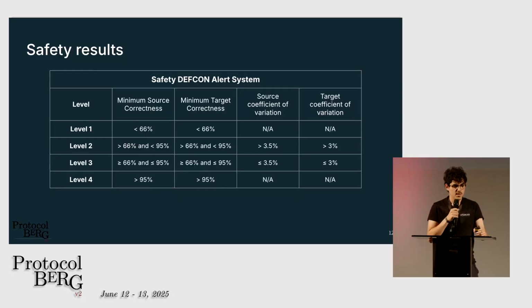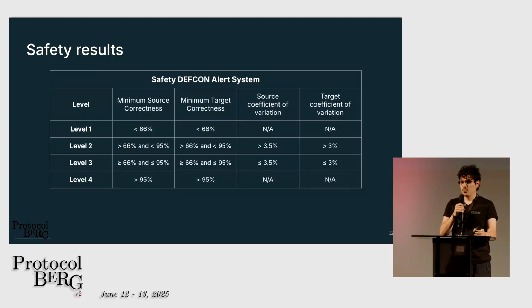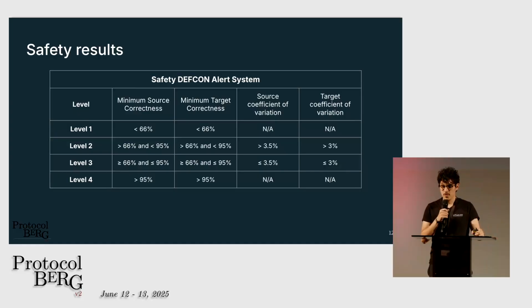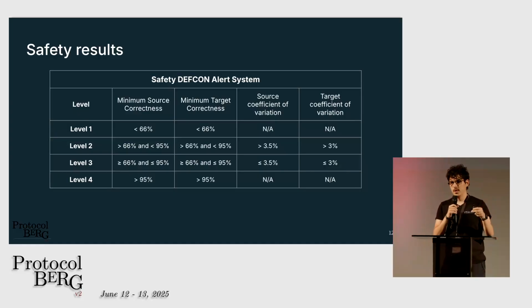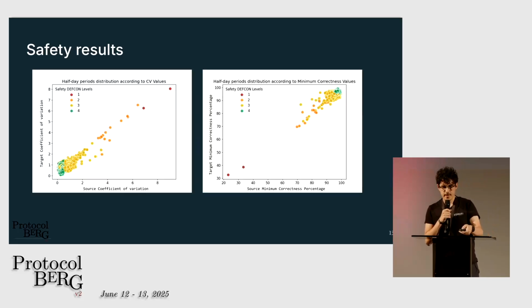And just as a reminder, we have 99% of epochs performing well. So we can say that when we have a lot of variability, it's because we have a lot of dips in correctness percentage, which is not what we want. And here we have 4 levels. Level 1 is the worst thing, exactly what we do not want to happen, and level 4 means everything is going as expected. And inside the table, we have the thresholds we found.